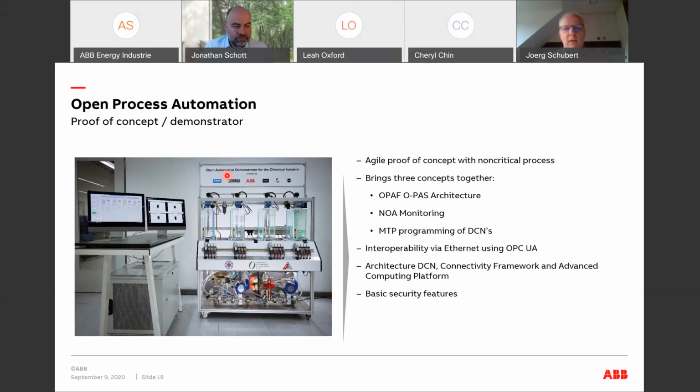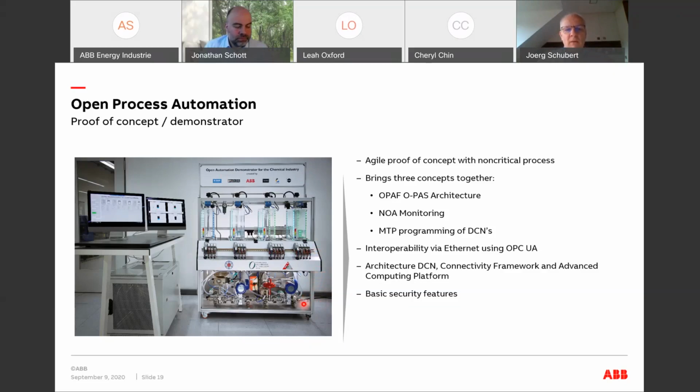And what you're looking at is a demonstrator that was built here for the chemical industry. As you can see on the top, the customer behind this here is BASF, and they have shown this at their chemical organization annual assembly, the Namur assembly last year. ABB did this together with BASF and a couple of other vendors.